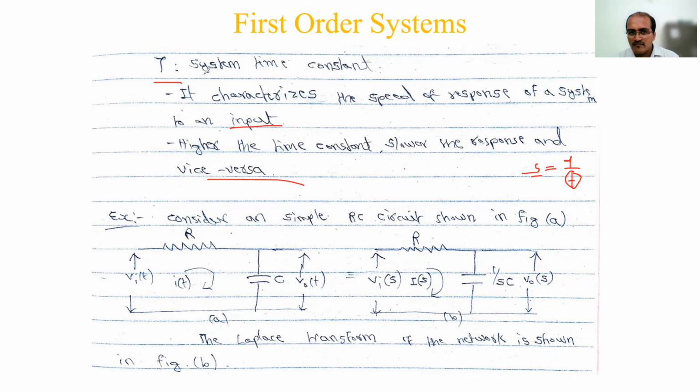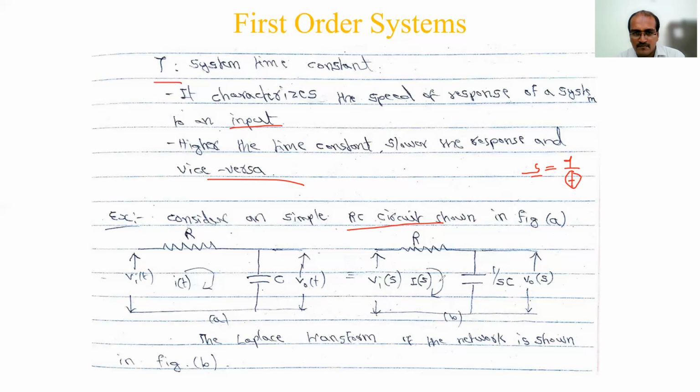Now we'll get the same type of transfer function. Whatever we have seen, 1 by tau s plus 1, is a standard transfer function of any first order system. Now we'll consider an electrical example. We are electronics students, so we'll focus on the examples of electrical networks only. So we'll take a simple RC circuit. R, C, I of t, Vi of t, V naught of t. We need to calculate the transfer function V naught of s by Vi of s. This is a simple first order system.